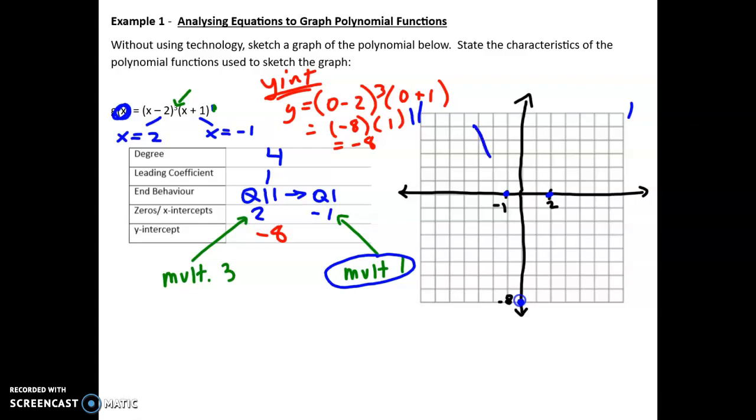I'm just going to start somewhere up here, and I'm going to pass straight through the -1, all the way down to that y-intercept, and then I'm going to have to curve back around, because I need to come back to that +2 x-intercept. When I get to the +2 x-intercept, I see that I have a multiplicity of 3, so I need to level out before crossing through it. So I'm going to kind of level out, and then cross through it, something like that. And then just finish your graph with arrows.